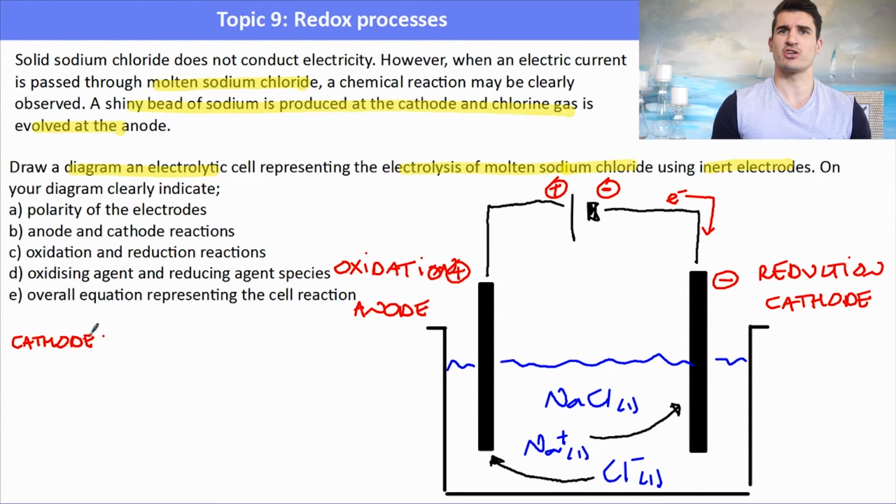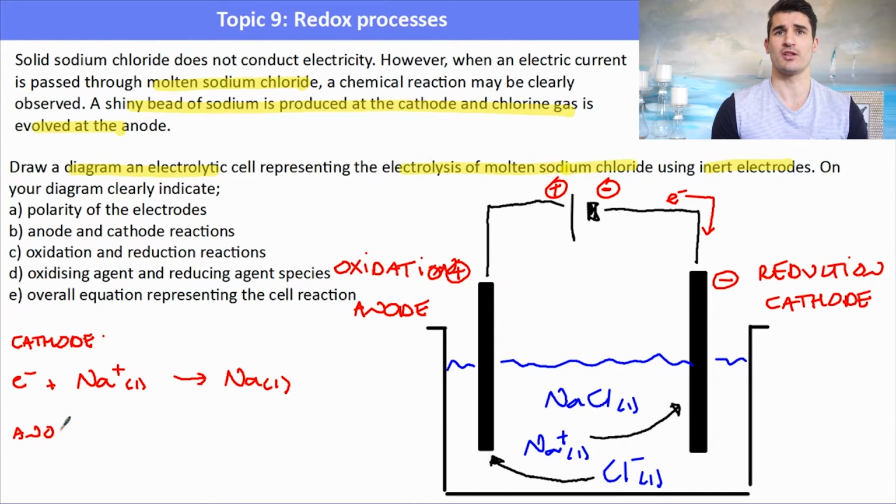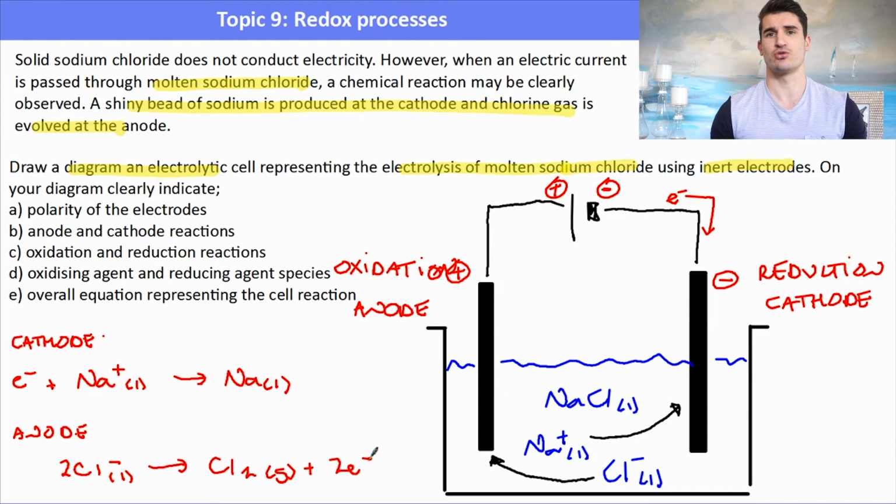So what will be the reaction occurring at the cathode? Well, we'll have sodium ions that will form sodium metal. So you have Na plus turning into Na, in this case, liquid. So to balance that chemical equation, we need to have one electron on the left-hand side. It's going to undergo reduction. At the anode, we'll have chloride ions forming chlorine gas, and they told us that in the question. Now I need to balance this up, so I need to have 2 chloride ions and 2 electrons on the right-hand side. It's oxidation because it's occurring at the anode.